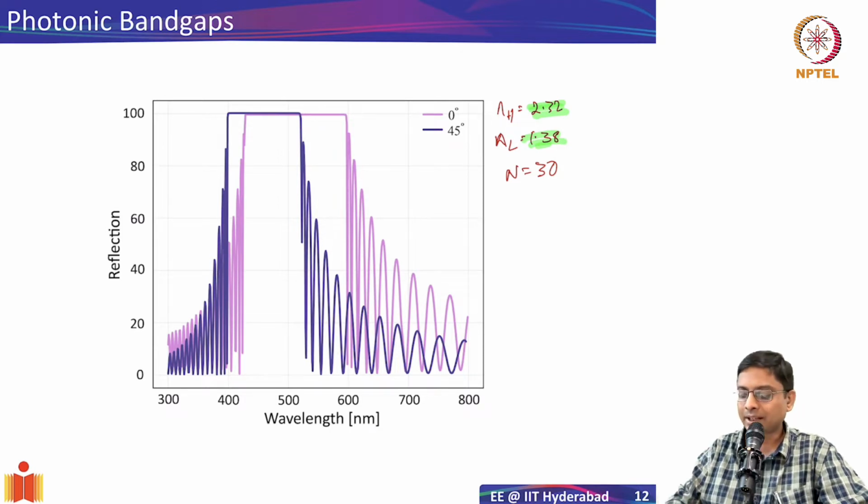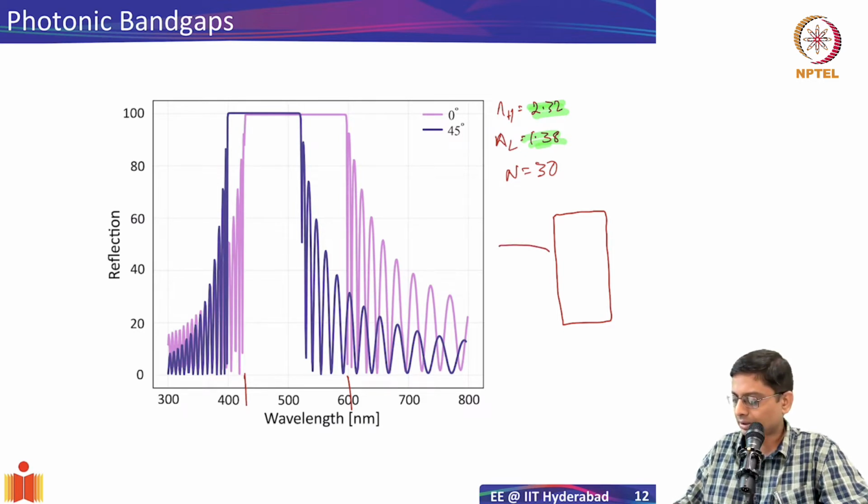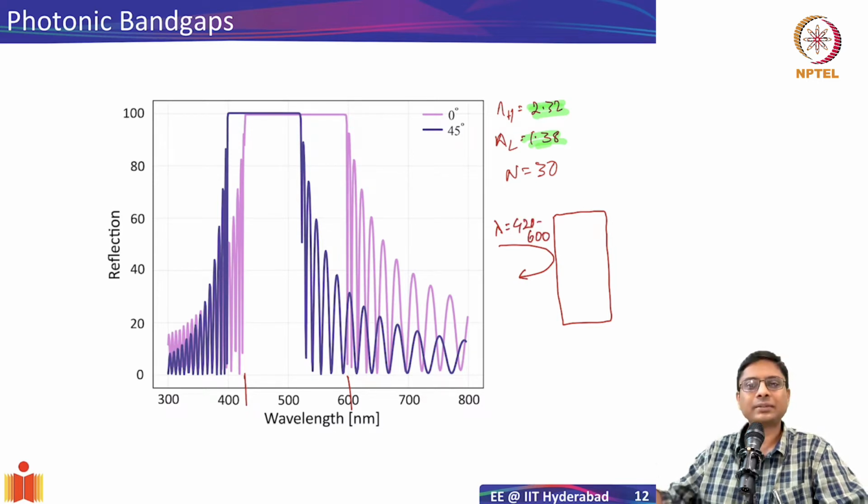Now, what do I mean by band gap? So, assume that all of these multi-layers can be described by a block like this, consisting of all these things along with the substrate. Now, if light is incident on this structure, what we are seeing is at 0 degrees, between the wavelengths of roughly 420 to close to 600, in this range, the reflection is very high. So if your lambda is between 420 and, let's say, 600 nanometers, it's getting reflected.